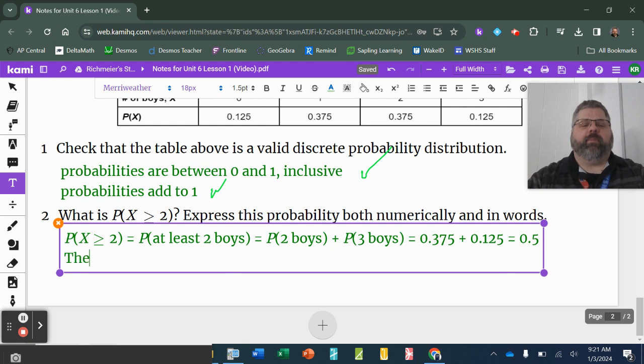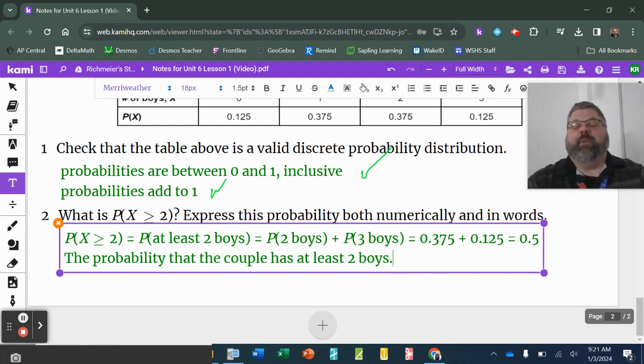So to express this in words, what I would say is the probability that the couple has at least 2 boys. You could say 2 or more boys, at least 2 boys. And this is different than saying more than 2 boys, all right? More than 2 boys, the only condition that would meet that would be 3.